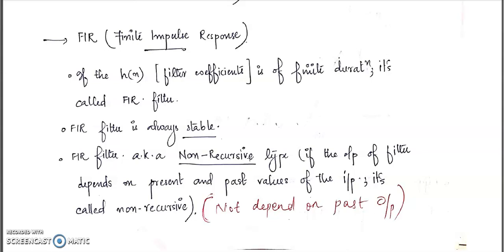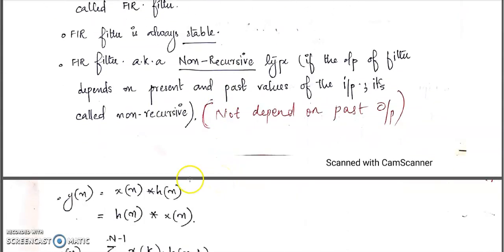What is the reason? Because in the case of an FIR filter, the output of the filter depends only on present and past values of the input. That's why we call it non-recursive. We can check it here. We know that the output of the filter can be represented as y of n is equal to x of n convolution h of n. Using the commutative property, it is similar to h of n convolution x of n.